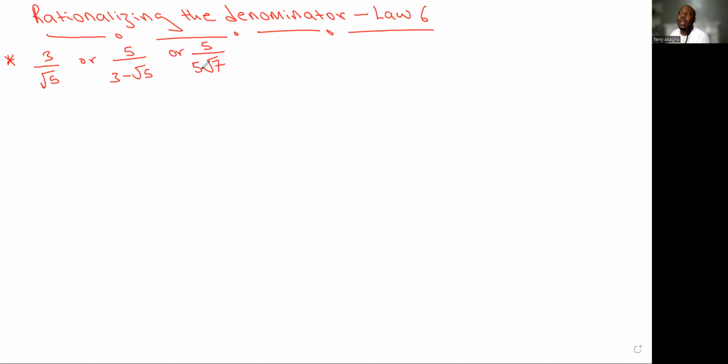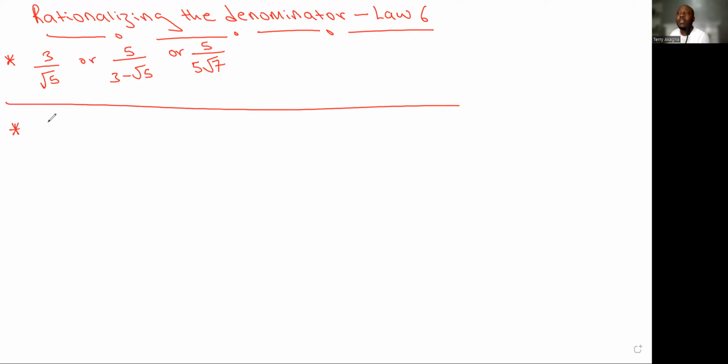So usually the best way to do it is that we have to remove the surds, all right? And also, if you remember last video, we talked about conjugate surds, and we're going to use that concept here. That is in law 5, and if you've not reviewed law 5, you need to go back and try as much as possible to look at it. All right, so let's get cracking now.